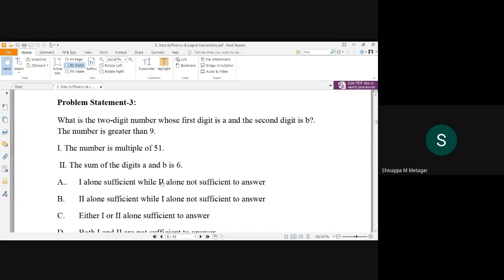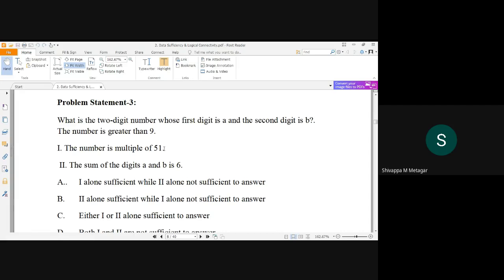Okay, now we can find out the value of this one. It means the number is a multiple of 51. They have given in the condition the number is greater than 9, and we have to find only a two-digit number. If it is three-digit, we won't consider it. They have asked for a particular two-digit number. The first statement says the number is a multiple of 51.